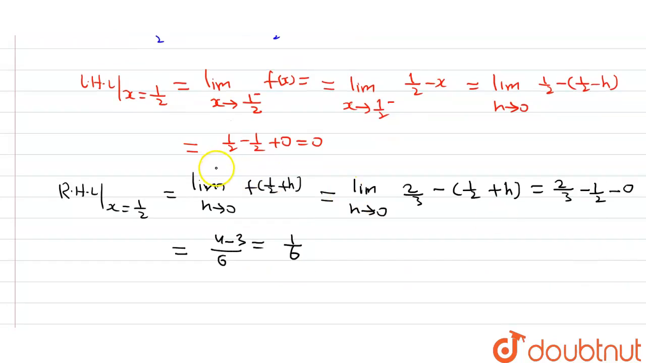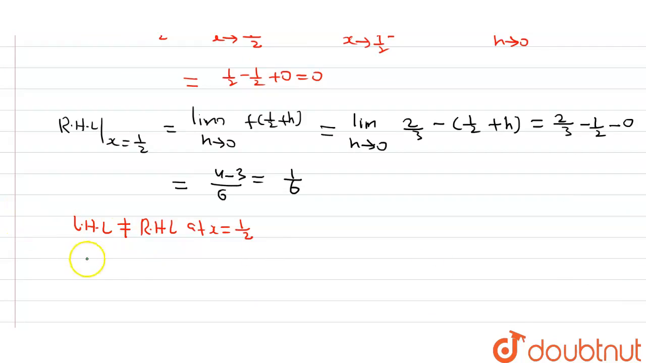So here the left hand limit is equal to 0 and the right hand limit is equal to 1 by 6. The left hand limit is not equal to the right hand limit at x equal to 1 by 2. So hence the given function f of x is discontinuous at x equal to 1 by 2. This is your required answer.